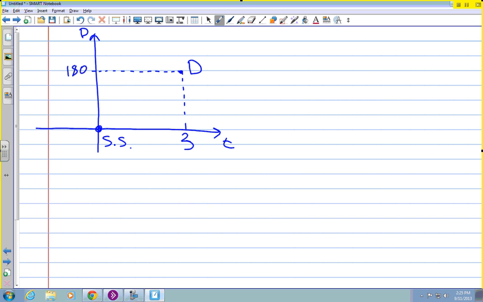60 miles per hour. How did you find that? 180 divided by 3. Total distance traveled divided by total time, right? Okay, good. Now what if I ask you, find the slope of this line? 180 over 3. It will still be 180 divided by 3, 60. So remember when I asked you what the slope is, you said rate of change. So the slope is the rate of change.